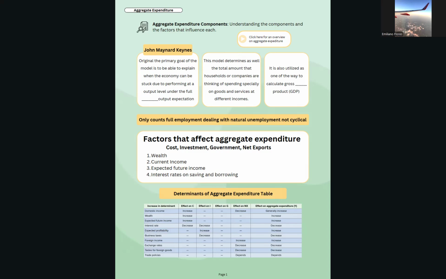For two, investment, the definition will technically be spending by businesses on capital goods, factories, machinery, technology, or any residential construction, something you expect to receive a return from in the long run. Factors that can potentially affect this are interest rates, business confidence, technological advancements, corporate taxes, and capacity utilization.